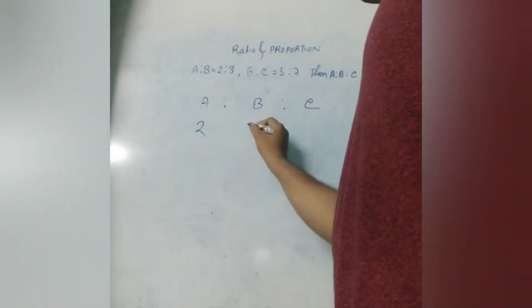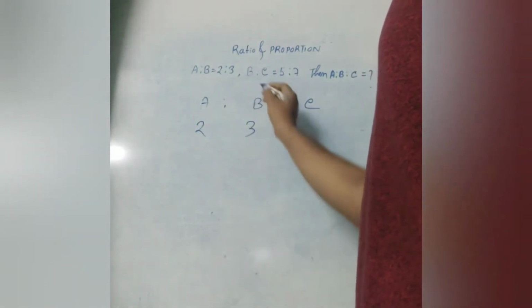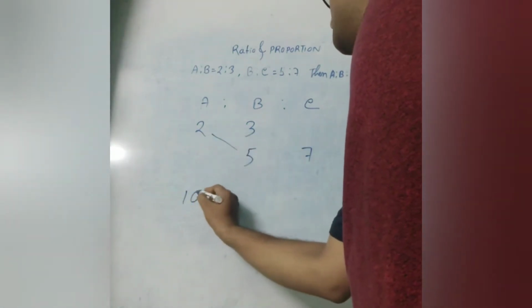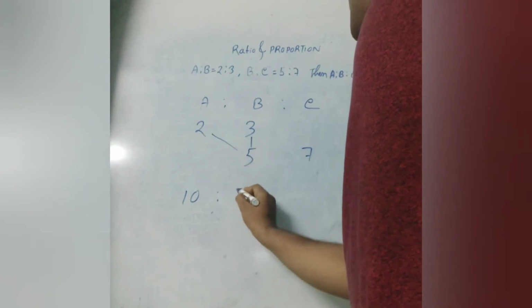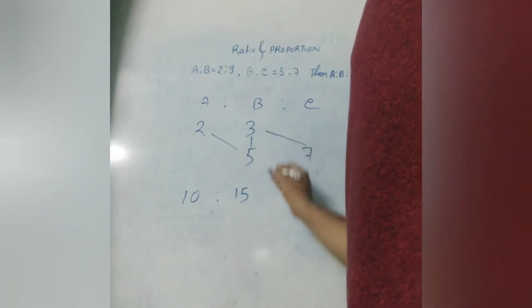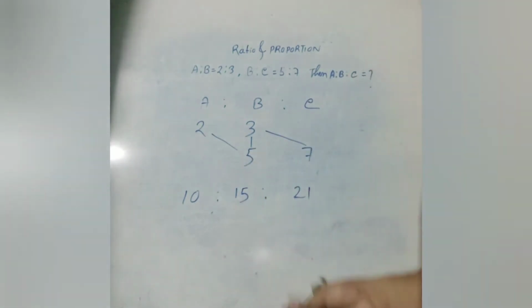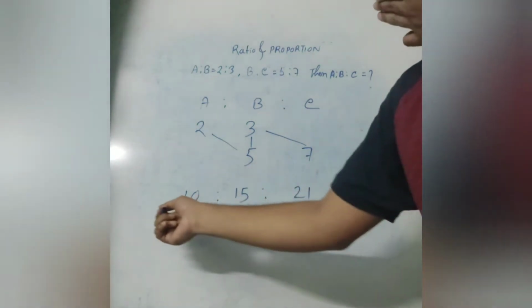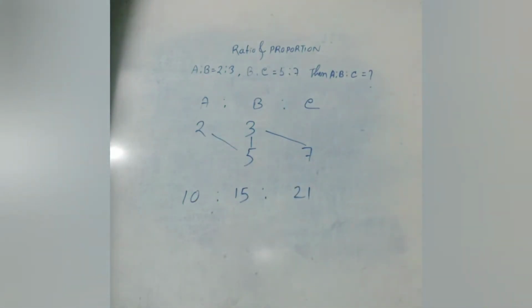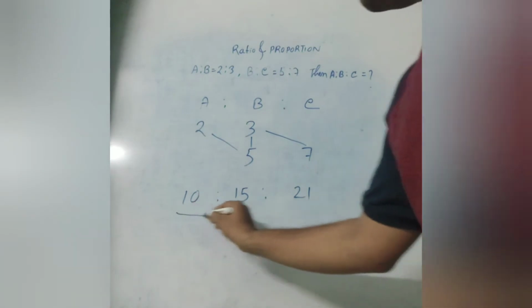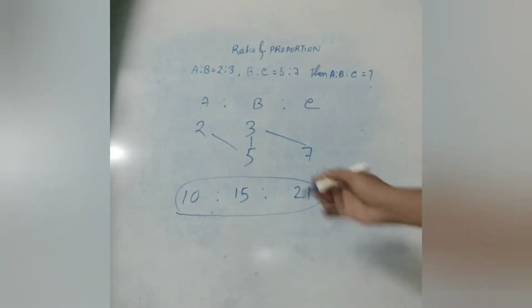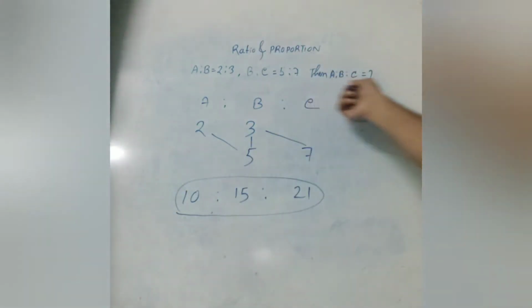Now write this in the form: A is to B is 2 is to 3, and B is to C is 5 is to 7. Then easily multiply: 2 times 5 is 10, 3 times 5 is 15, 3 times 7 is 21. These are not all divisible by 5, so this is our answer in a single line: 10 is to 15 is to 21 is the answer of A is to B is to C.